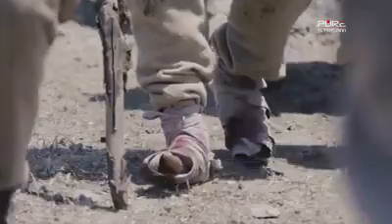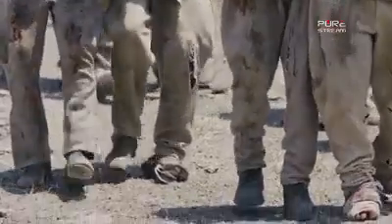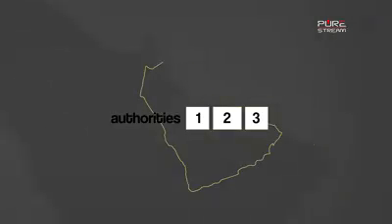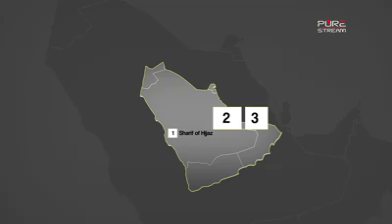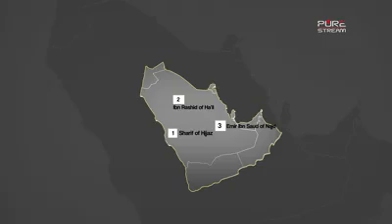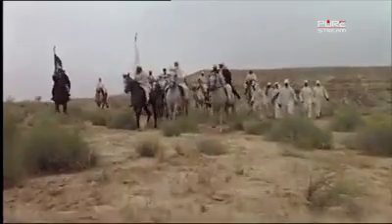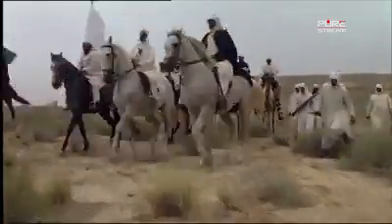The defeat of the Ottoman Empire by British imperialism in World War I left three distinct authorities in the Arabian Peninsula. In the west, the Sharif of Hijaz; in the north, Ibn Rashid of Hayl; and in the east, Amir bin Saud of Najd with his religiously fanatical followers, the Wahhabis.